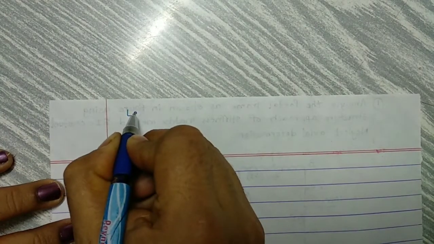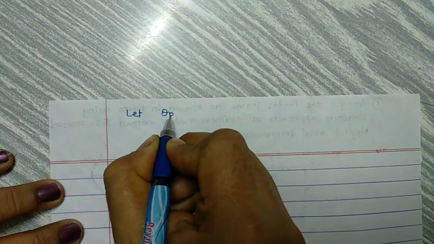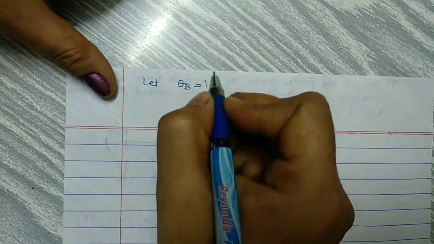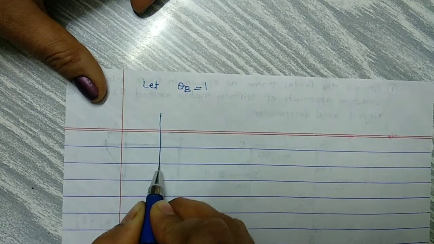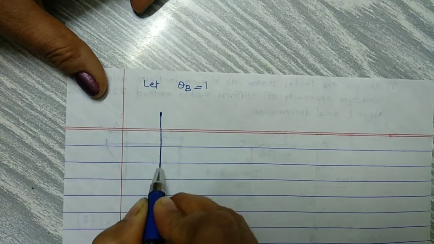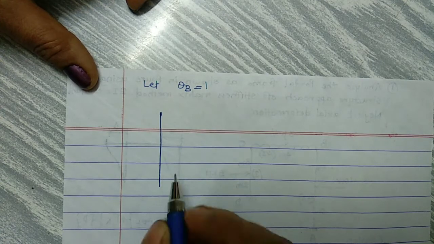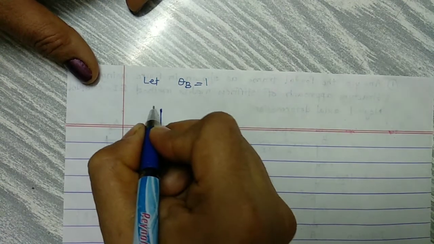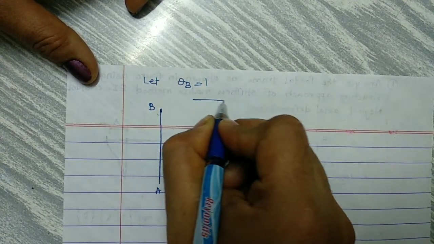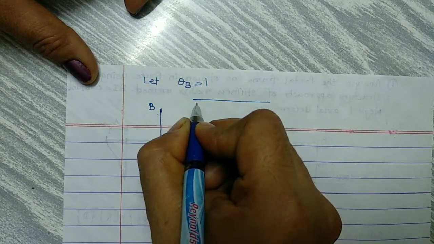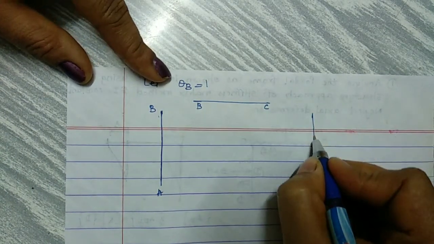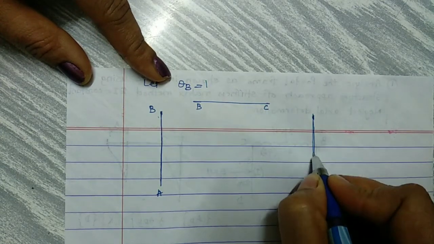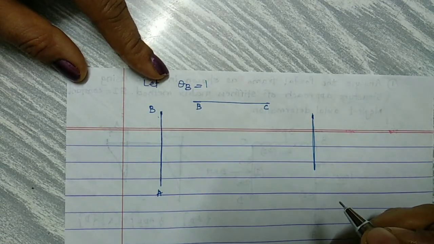On next page, let theta b equal to 1. So when theta b equals 1, that is unit rotation, when we are giving the unit rotation at B point. So members AB and BC are affected, because B is common to these two members. The CD member will remain as it is. There will not be any deflection.